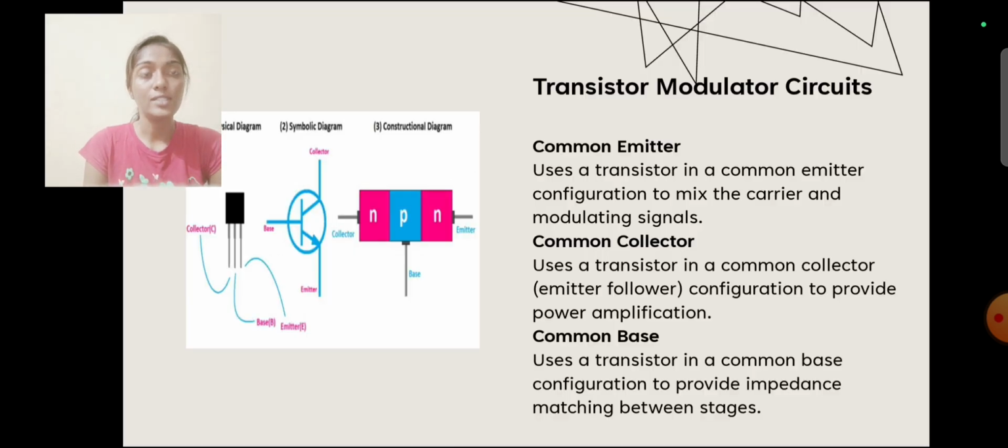Transistor modulator circuits. Common emitter, common collector and common base are the transistor modulator circuits. Common emitter uses a transistor in a common emitter configuration to mix a carrier and the modulating signals. In common collector, it uses a transistor in a common collector configuration to provide power amplification. Common base uses a transistor in a common base configuration to provide impedance matching between the stages.